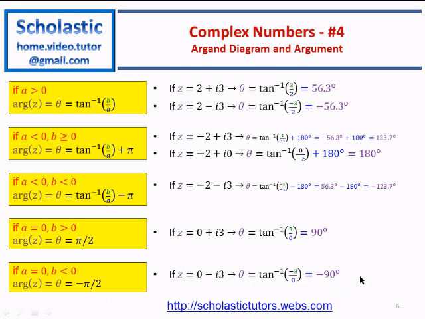So those are some examples of complex numbers with the Argand diagram and how to calculate the argument of a complex number. Hope you understood.